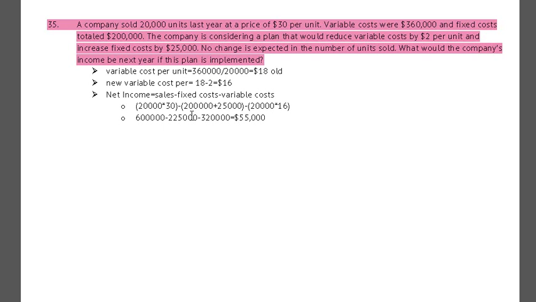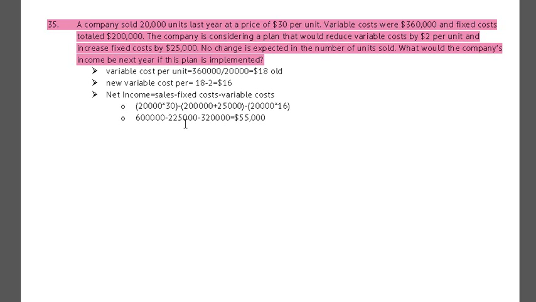Now we have to determine our fixed costs. It tells us in the problem we have fixed costs of $200,000, and they're going to increase their fixed costs by $25,000. So we have our old $200,000 fixed costs plus an added $25,000 fixed costs. That's now $225,000 fixed costs. So we've calculated our sales at $60,000.